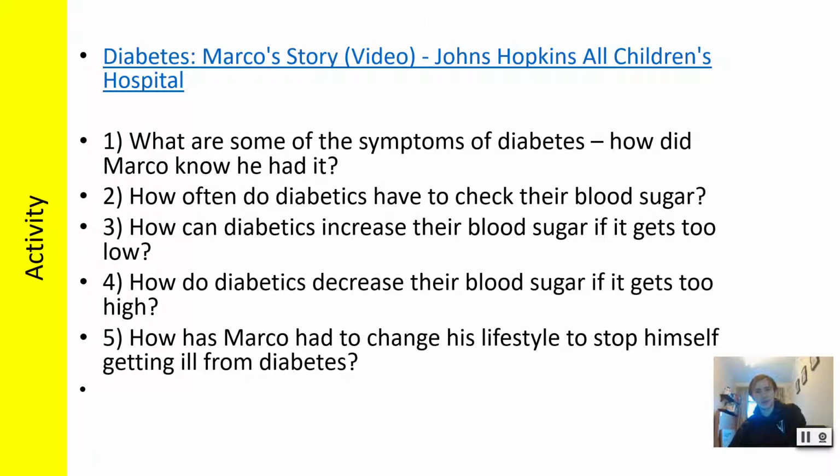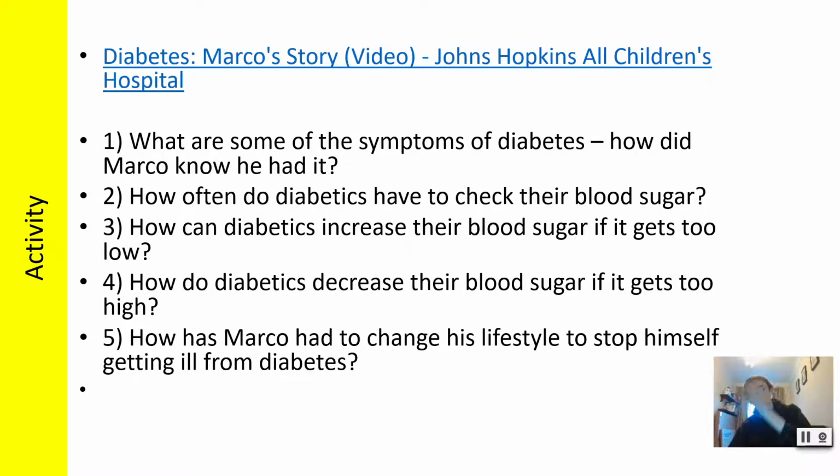How often do diabetics have to check their blood sugar? Now, this is dependent on the person, obviously, and it's also dependent on the type of diabetes, and we'll come back to that later. But he talked about having to do it in the morning, in the evening, and also before meals. How can diabetics increase their blood sugar if it gets too low? He talked about sugary drinks, fizzy drinks. How do diabetics decrease their blood sugar if it gets too high? He was talking about using his insulin.